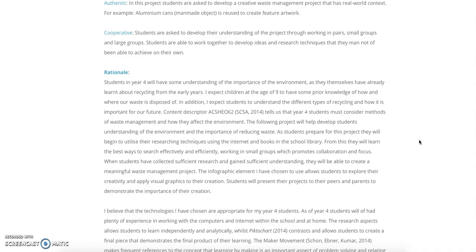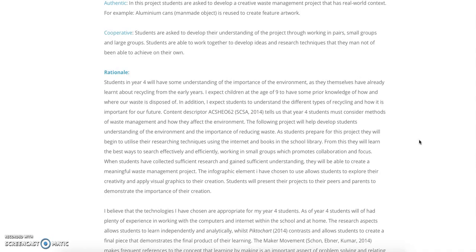As students prepare for this project, they will begin to utilize their researching techniques using the internet and books in the school library. From this, they will learn the best ways to search effectively and efficiently, working in small groups, which promotes collaboration and focus.